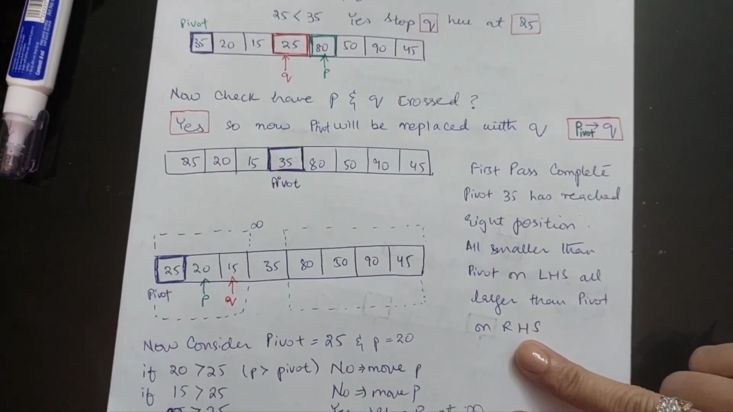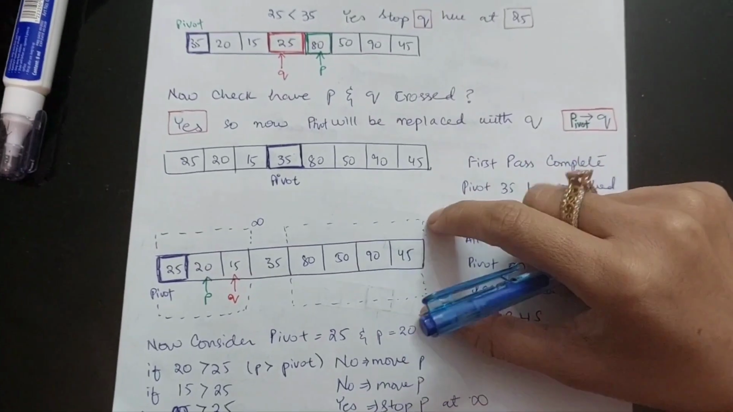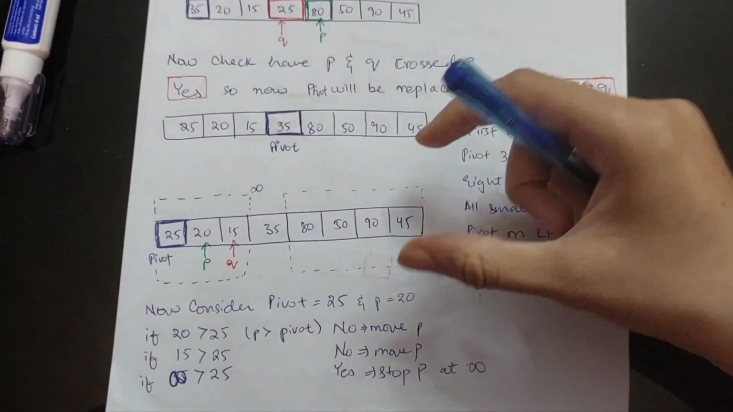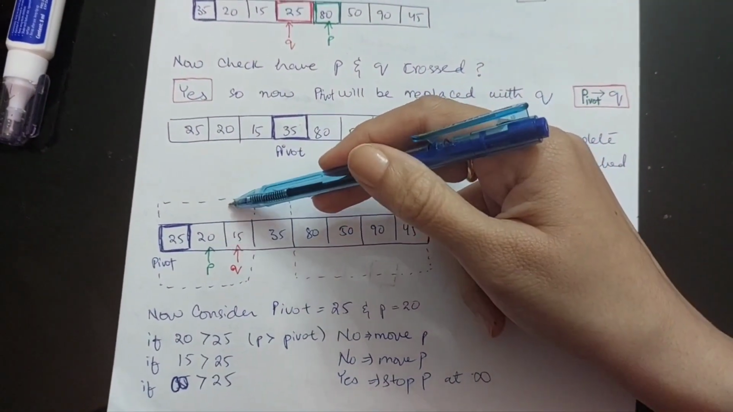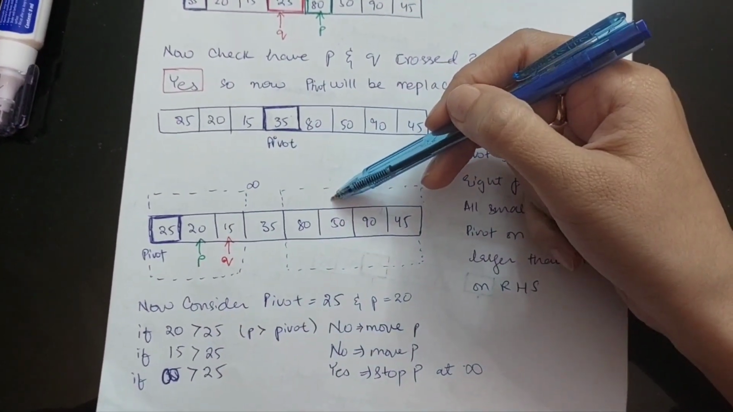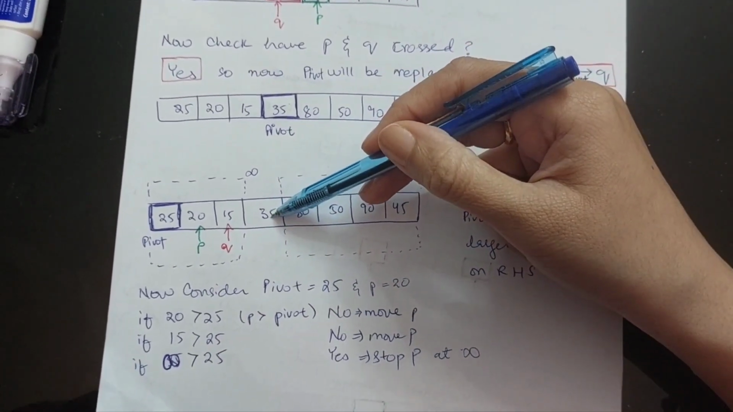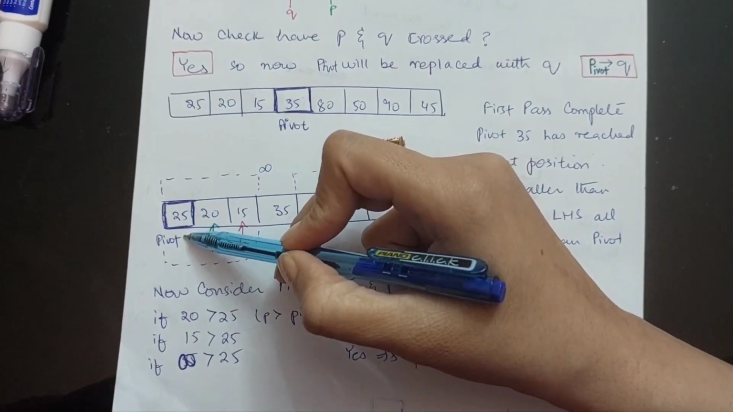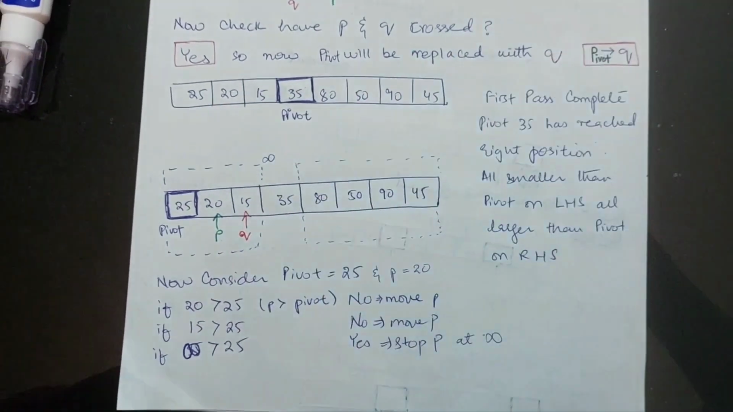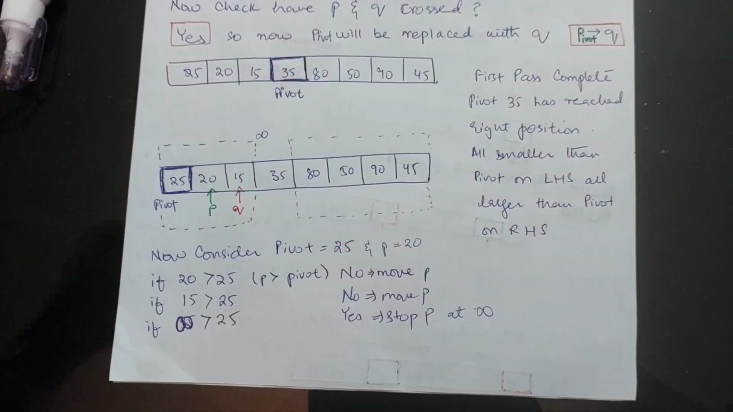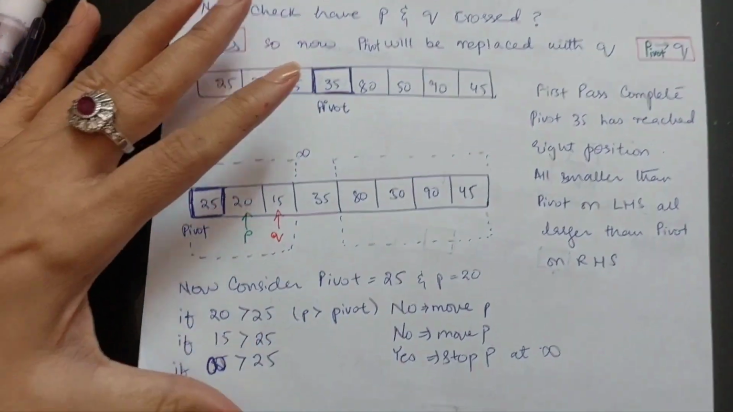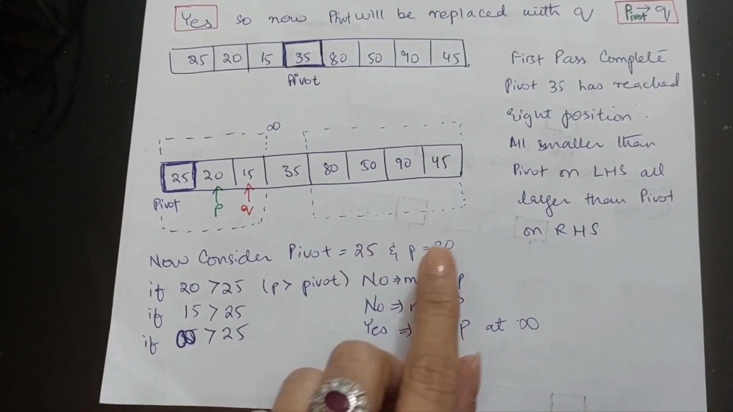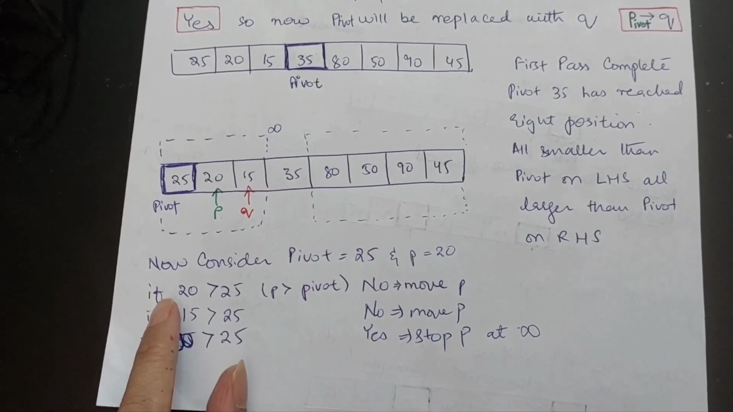So now I am able to divide my array into two sub arrays. You can see in this next diagram that this is my sub array 1, and this is my sub array 2. I will simply exclude this pivot element, and on the first sub array I will again make a new pivot, a new pointer p and a new pointer q, and I will repeat the same steps. With this new pivot and these new pointers, let's make comparisons.